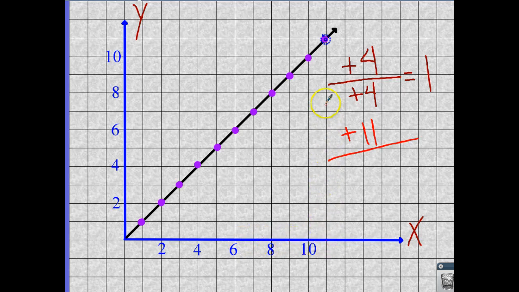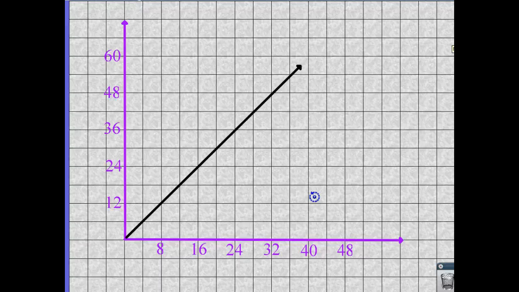Let's see if that matches up. Okay, so we do have a constant rate of change. When I rise 11, I run 11. And if I were to simplify that, that also reduces down to 1. Our constant of proportionality, or our rate of change, is 1.